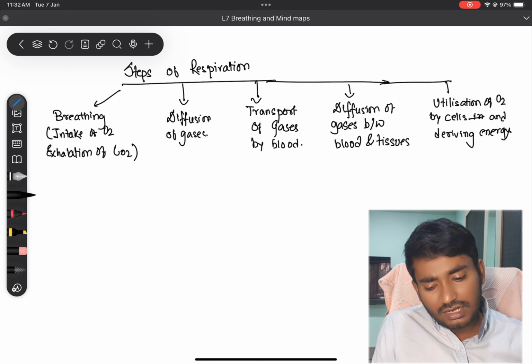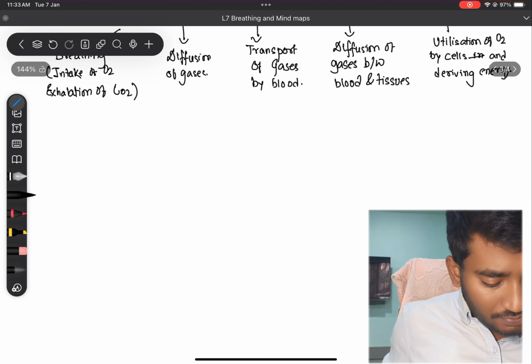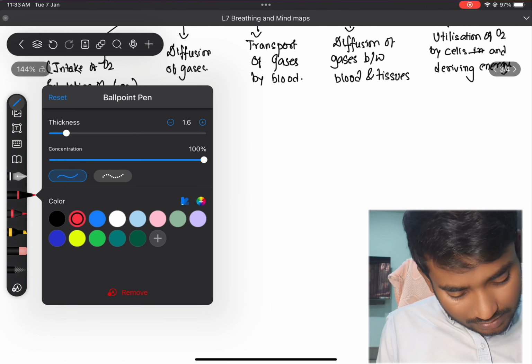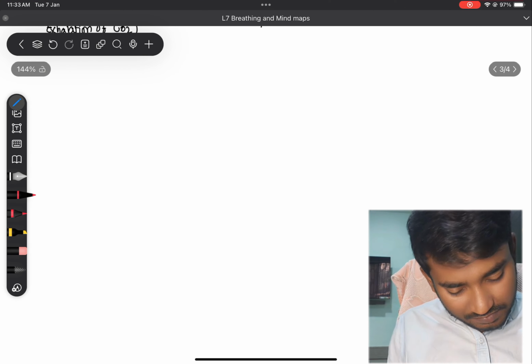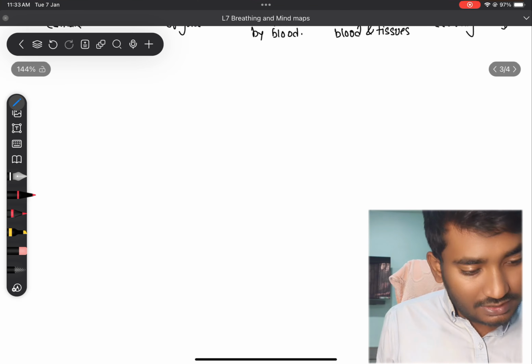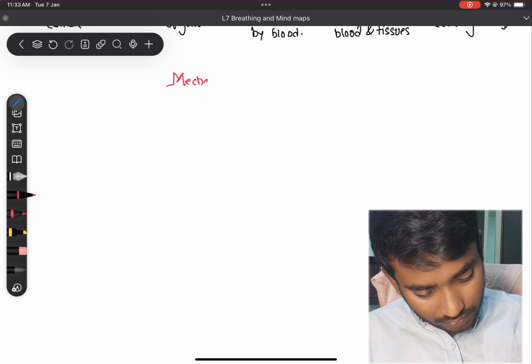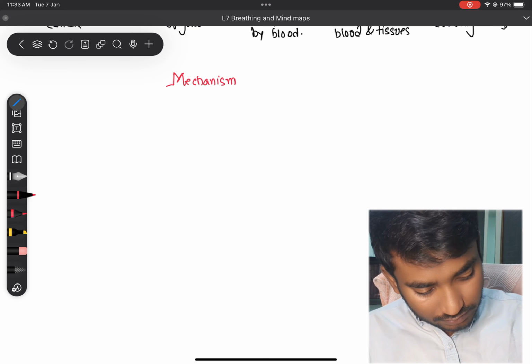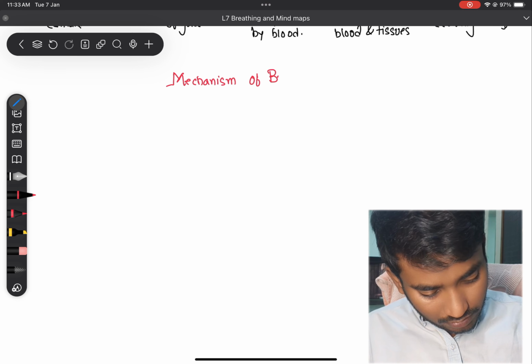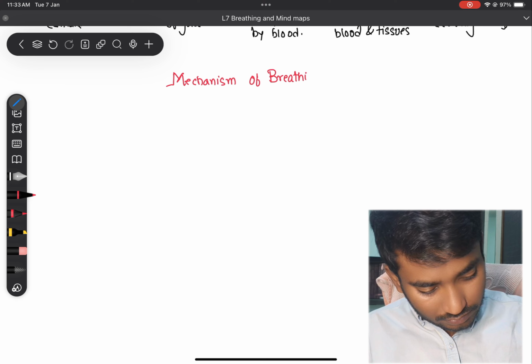Okay, now mechanism of breathing. Come to the mechanism of breathing. What have I taught in the mechanism of breathing? Mechanism of breathing.